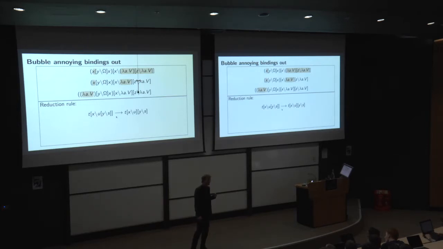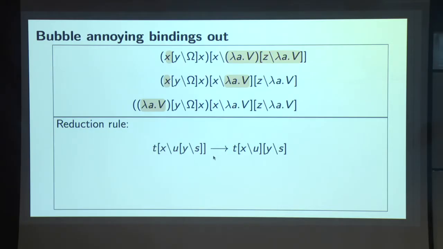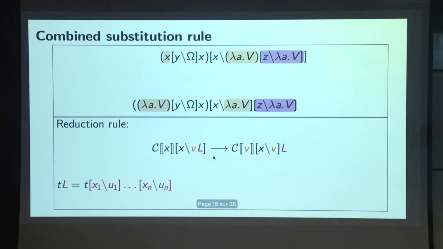Actually, a close inspection of this standard call by need strategy shows that this rule that allows to move the explicit substitutions is used only in this very precise case. So what we propose here is to merge the two rules, applying the substitution and moving the substitutions, to get only one rule which combines the two behaviors, the actual computation and the bookkeeping of the bindings.